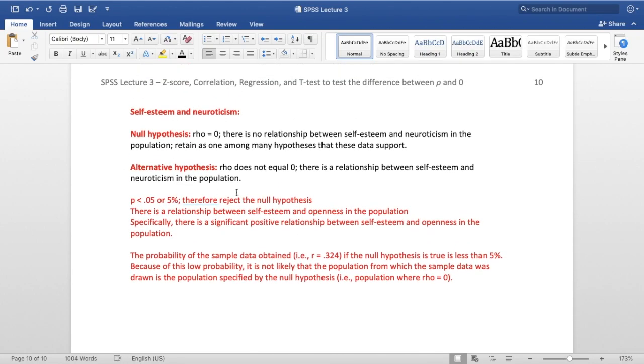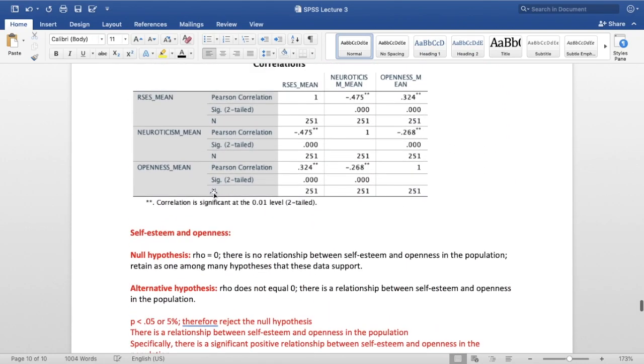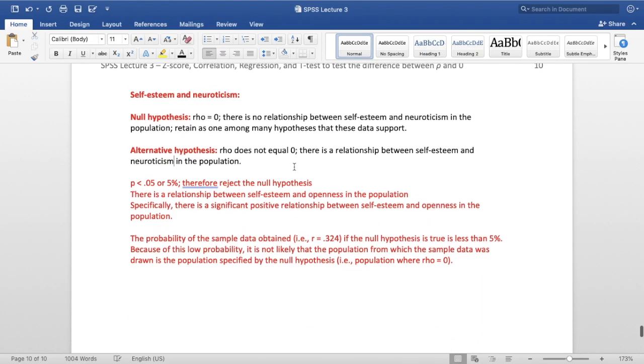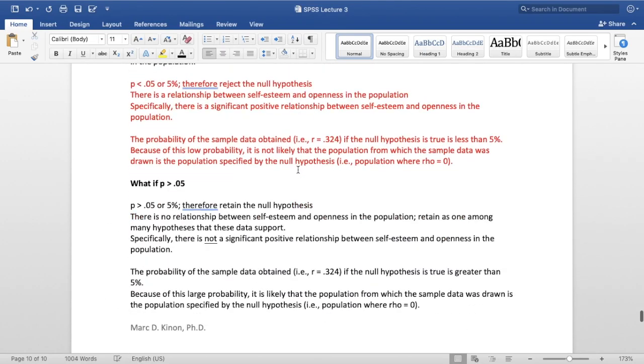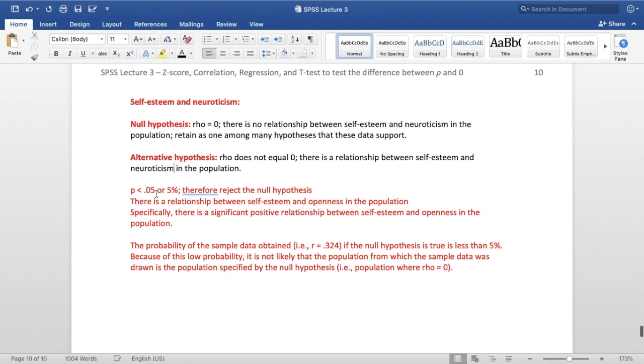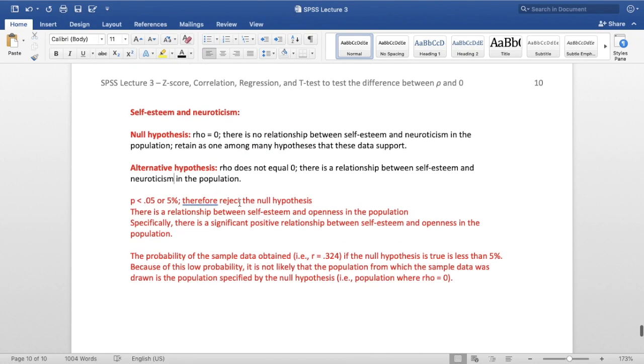Okay. So what we found, again, with self-esteem and openness, we found that p is less than 0.05. Oh, sorry, we're looking at self-esteem and neuroticism. P is still less than 0.05. So p is less than 0.05 or 5%, therefore we're going to reject the null hypothesis. So we're going to interpret the alternative hypothesis, and we're going to say there's a relationship between self-esteem and neuroticism in the population.